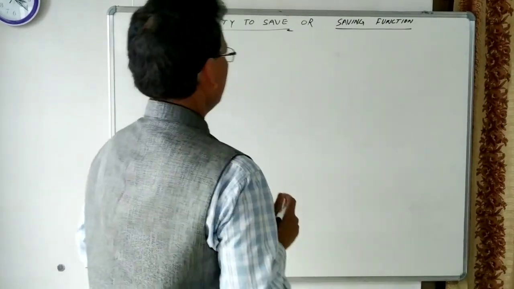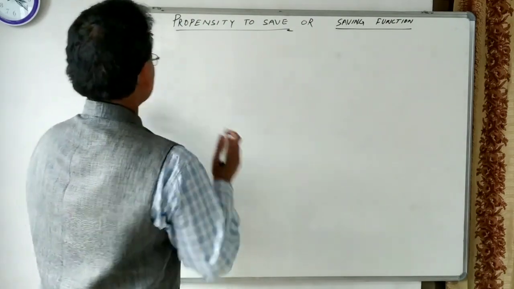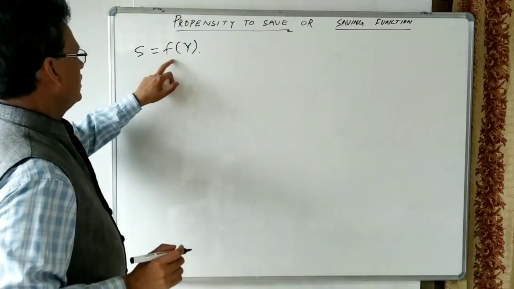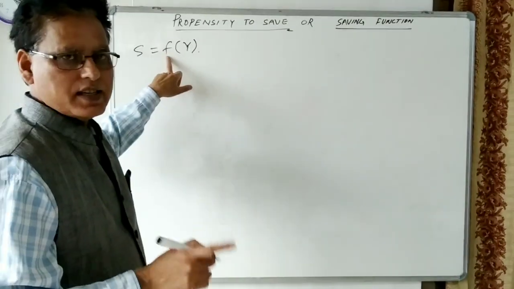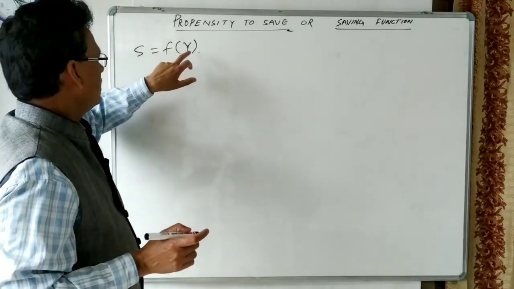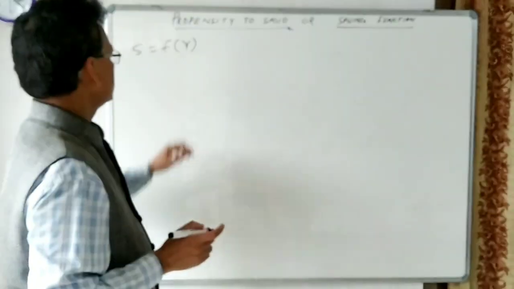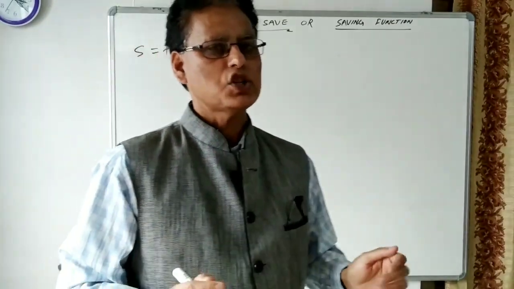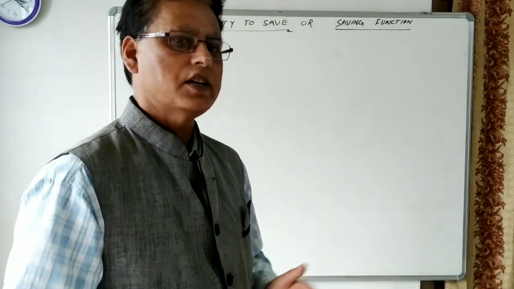So let us see what is saving. We can say saving is a function of income. This shows, S stands for saving, Y stands for income, and F means function. Function establishes the relation. So what happens? If income increases, saving will also increase. If income decreases, saving will also decrease. It means there is a direct relation between income and saving.